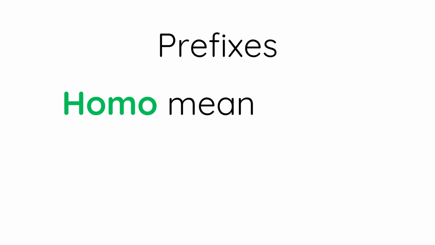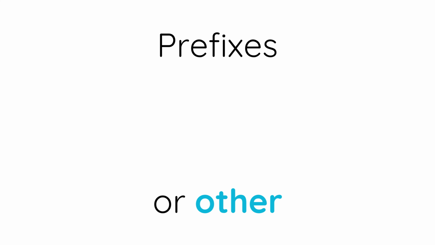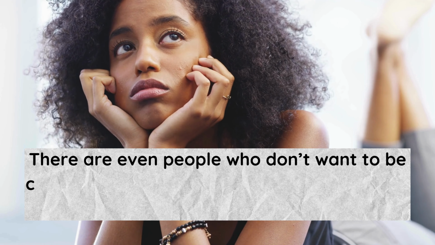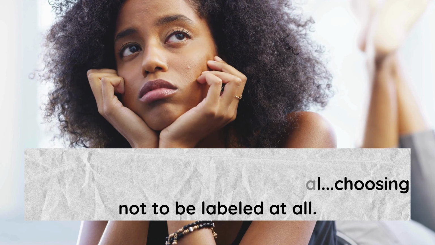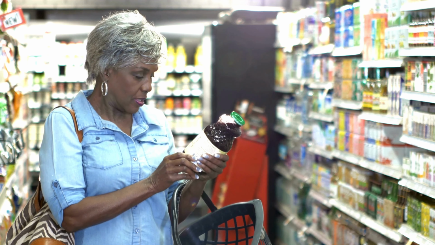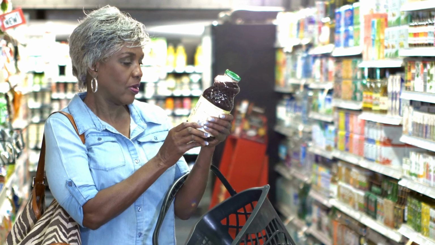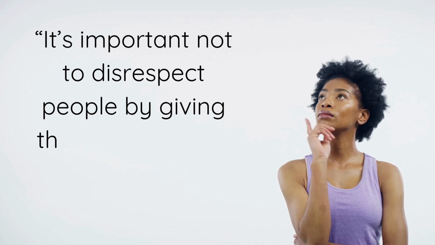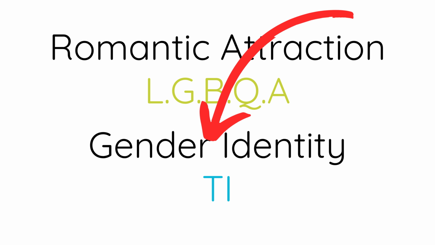The prefix homo stands for the same. The prefix hetero stands for different or other. There are even some people who don't want to be called heterosexual or homosexual, choosing not to be labeled at all. The purpose of a label for anything in life is to help identify it more easily, but it is important to not disrespect people by giving them a label they haven't given themselves.